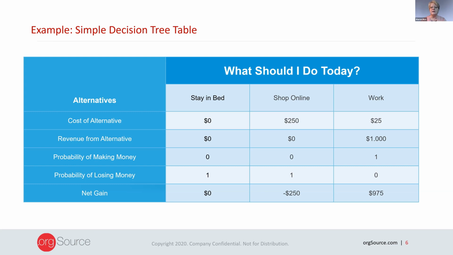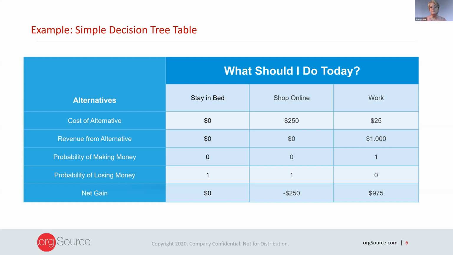So then we calculate net gain. If I stay in bed, I don't gain anything. If I look at my income over expense, my net gain is 0. If I spend time shopping online, I'm going to lose $250 because I have an expense of $250 and no revenue to offset that. But if I go to work, I'm projecting anyway that I would make $975, because while I'm making $1,000 in revenue, I spent $25 to support me during the day. And so that obviously equals $975. So this is a matrix that would point a direction in terms of a decision.